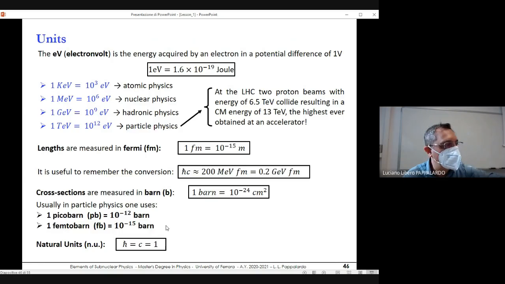And then finally, we will adopt, in many cases, natural units. So for simplicity, we will use h bar equal 1 and c equal 1, where c is the speed of light in the vacuum.